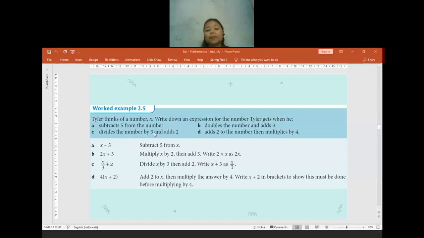So we write it as x divided by 3. Then add 2. After that, we multiply it by 2. Something like that.